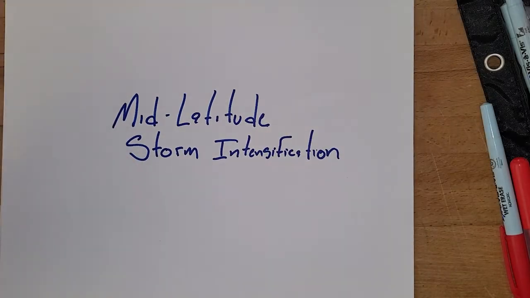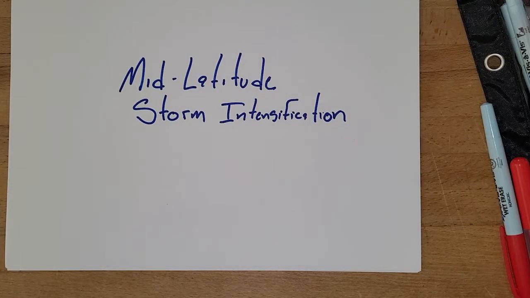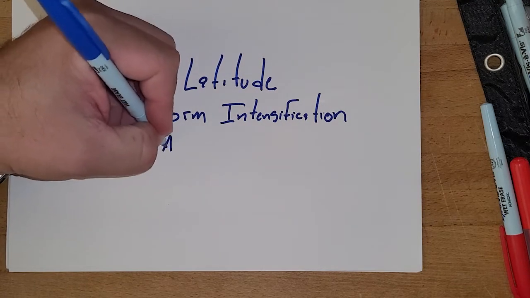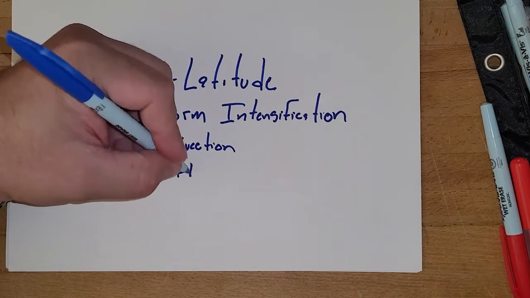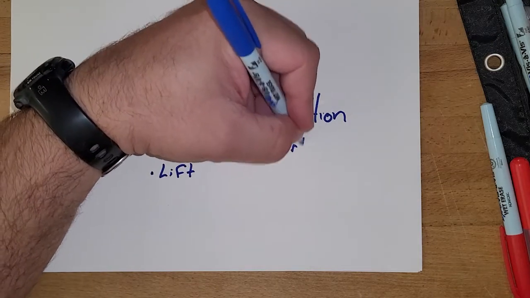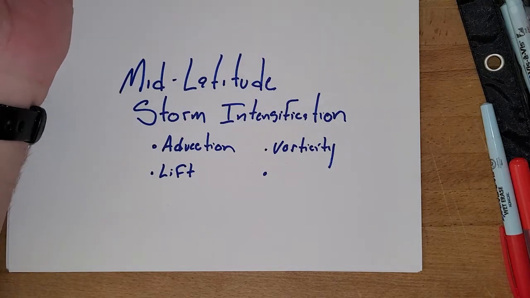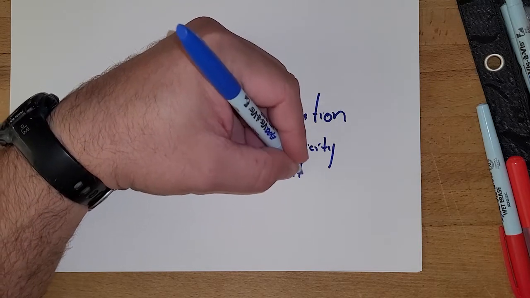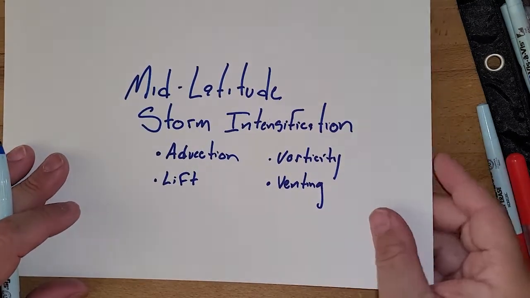All right, we're going to get a little bit deeper here in our mid-latitude storm intensification. There are 4 factors that we want to talk about in this little video about mid-latitude storm intensification. Those guys are going to be advection, lift, vorticity, and then the one other one that we're going to need to bring in, that jet stream. The jet stream is going to be coming back for us a little bit, but that's going to be upper atmospheric venting. Right? Because as the air goes up, it's got to go somewhere. All right, so let's talk a little bit about these mid-latitude storms.